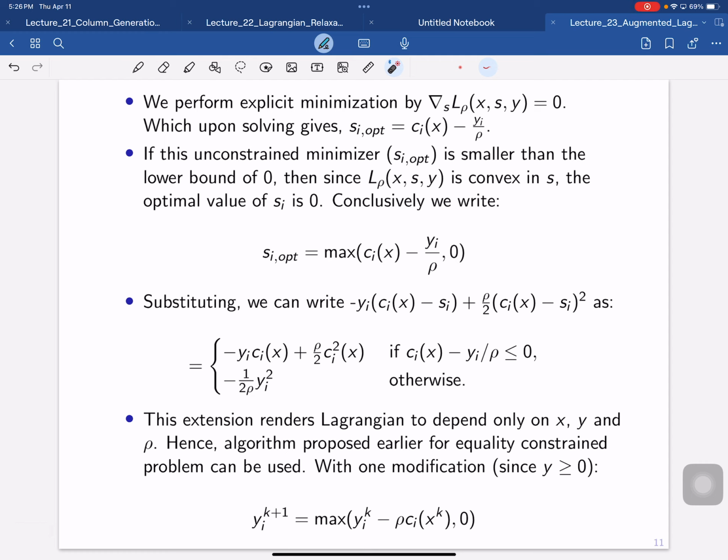There are two cases. If this minimum is less than or equal to 0, then you can rewrite this term as here. I'm not going to do the algebra here in class. You can double check if this is correct.